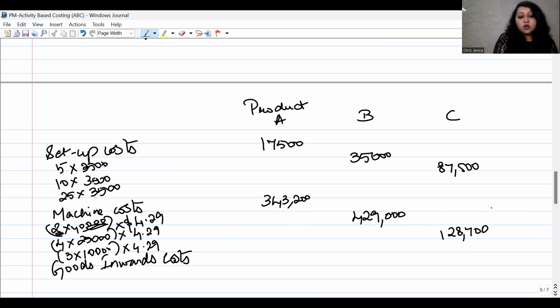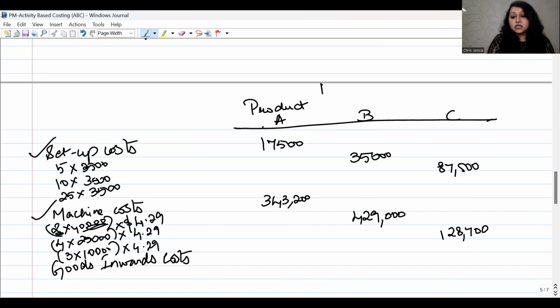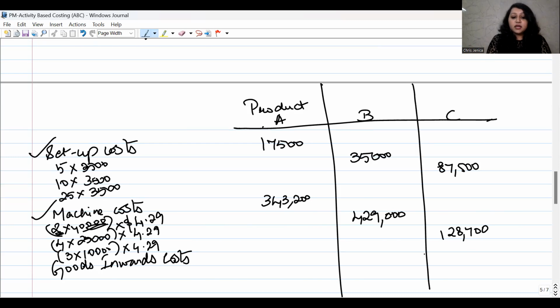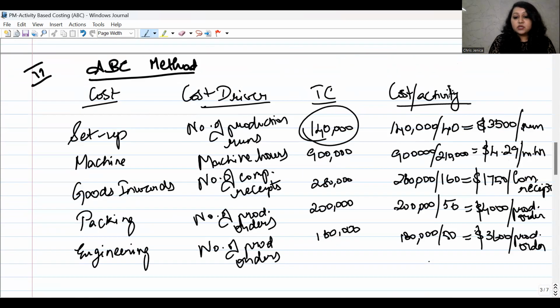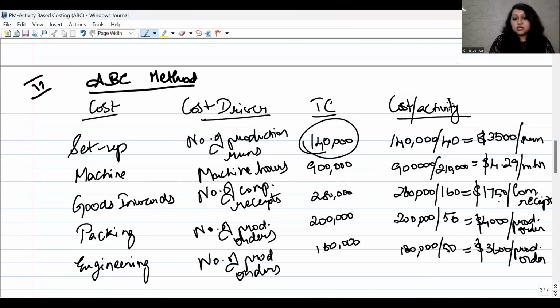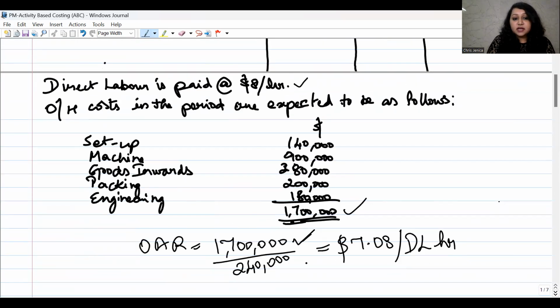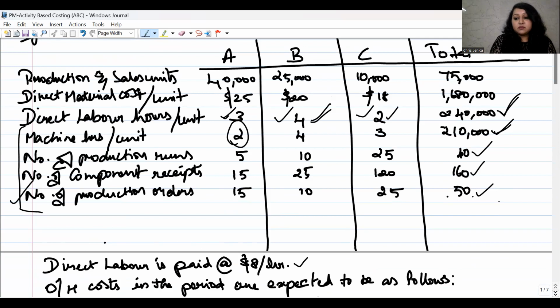Clear so far? So we have allocated our setup cost and machine cost for product A, B, and C. Then what are the other costs we have? We have goods inwards cost. What was the total goods inwards cost? It was around 2,80,000, and we had found $1,750 per component receipt. So how many component receipts are there? It's around 160: 15 component receipts for product A, 25 for product B, and 120 for product C.